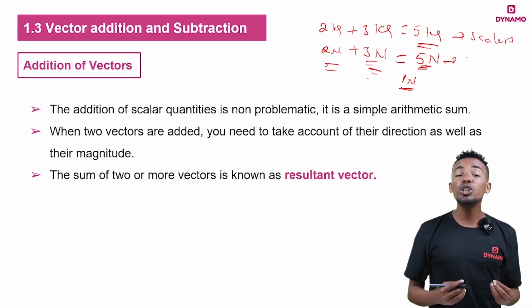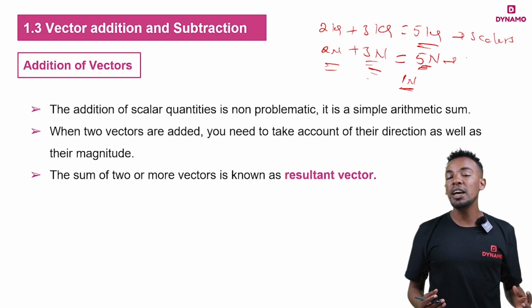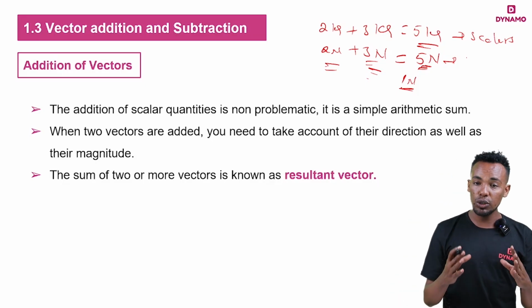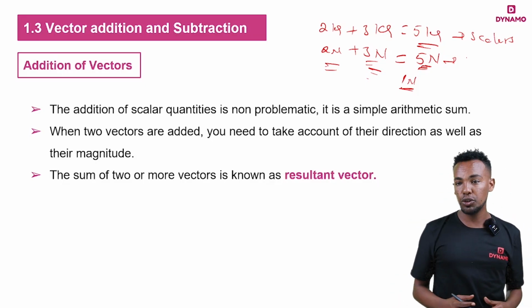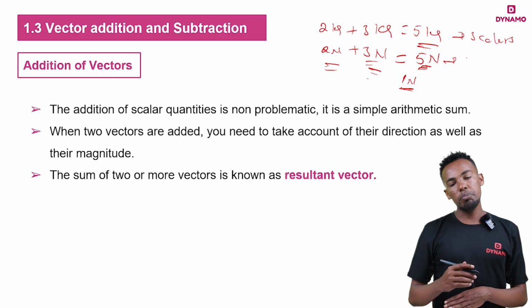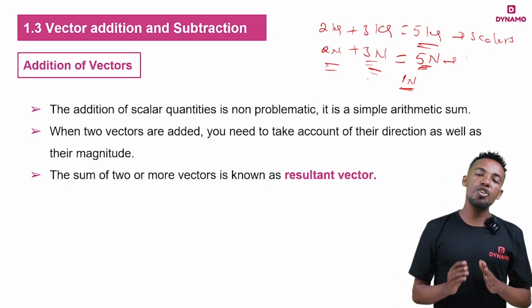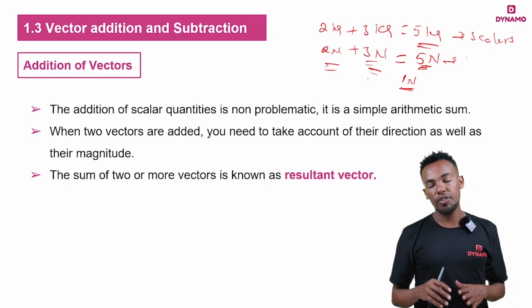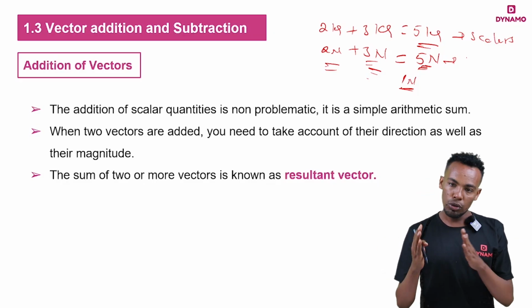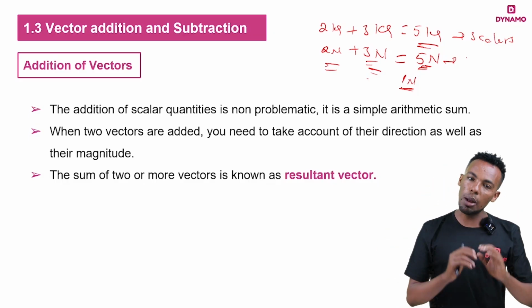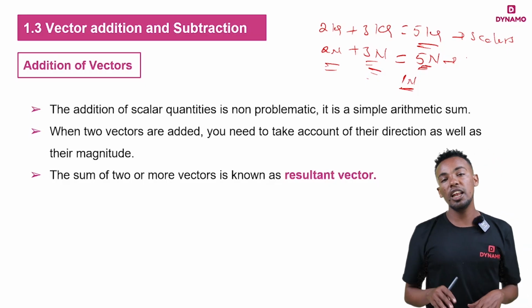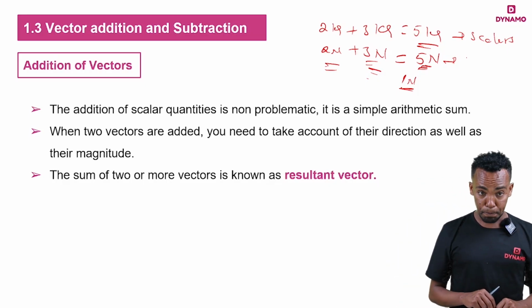Because the addition of vectors is a bit complex, as it depends on the direction of the vectors. That is why we say so. But scalar quantity is very simple. We always use ordinary mathematics: 2 plus 2 is 4, 1 plus 2 is 3. Because for scalars we use ordinary mathematics.